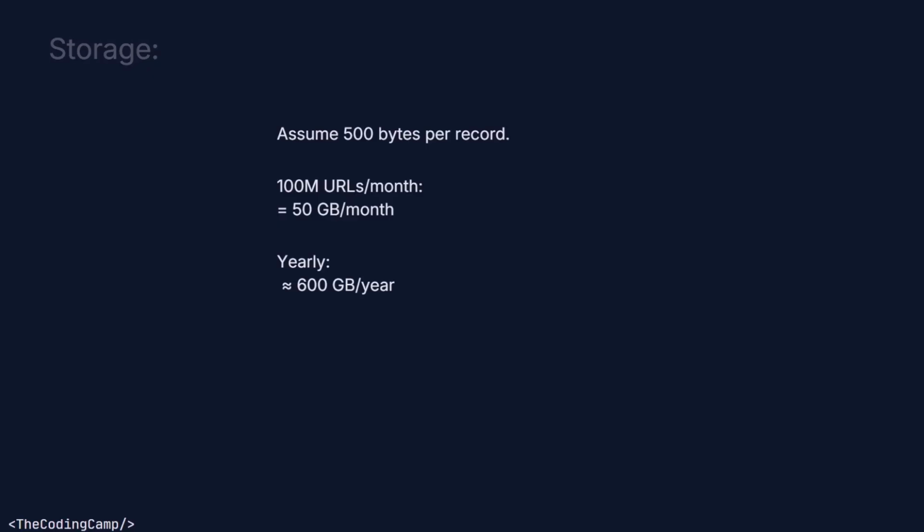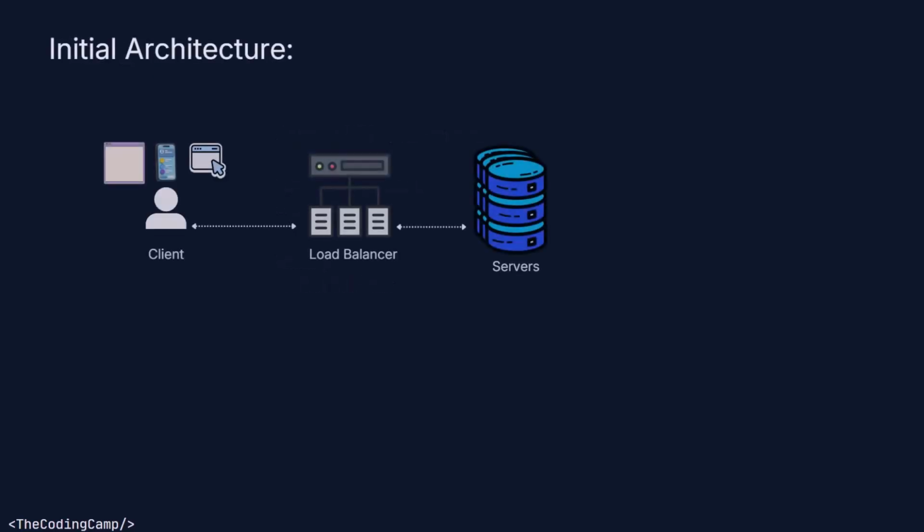I'll start with a simple architecture. Client communicates with a load balancer to distribute traffic among horizontally scaled servers, which prevents a single point of failure, and also, since redirects are very frequent, balancing traffic is essential. Then, stateless application servers. They are responsible for creating short URLs, validating URLs, redirecting requests, and communicating with the database.